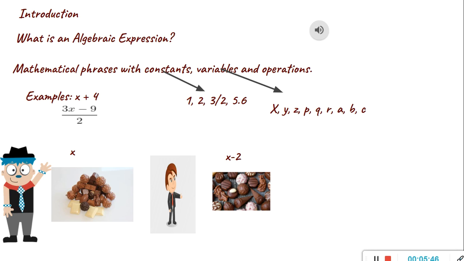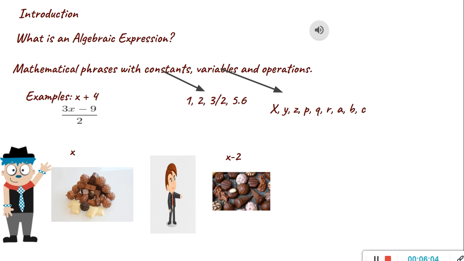Some examples of expressions. For example, x plus 4. This is an expression. What is 4? The value of 4 will always be constant. That is 4 itself, isn't it? So 4 is a constant.